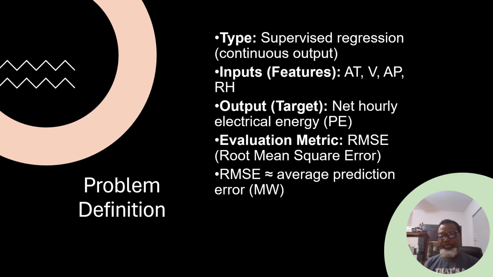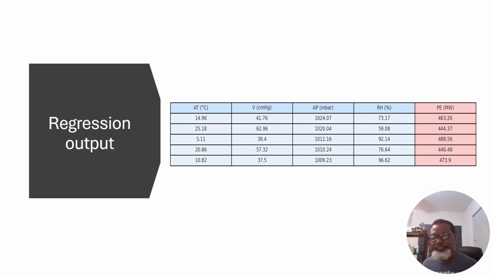In this project, I built a model to predict the net hourly electrical power output of a combined cycle power plant using historical sensor data. The dataset has 9,568 hourly observations with 4 environmental inputs: ambient temperature, exhaust vacuum, ambient pressure, and relative humidity. The target variable is power output in megawatts.